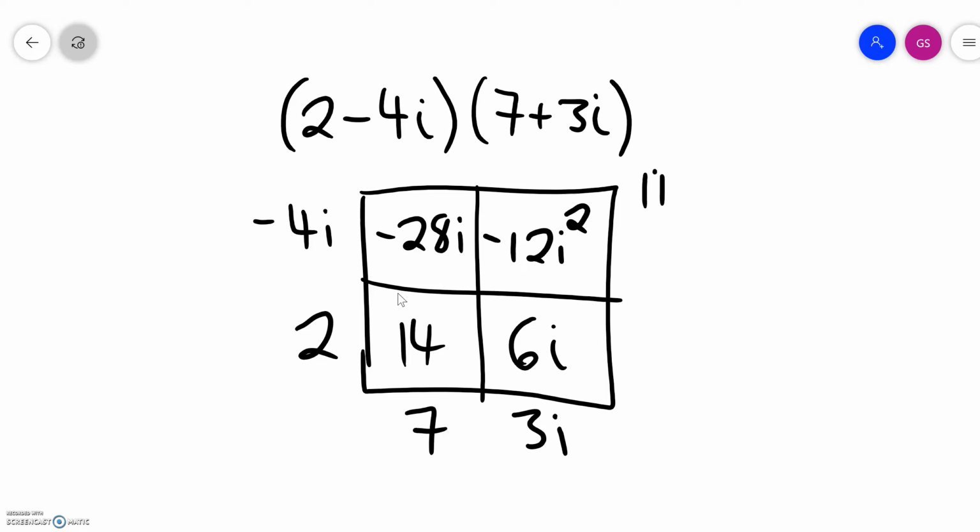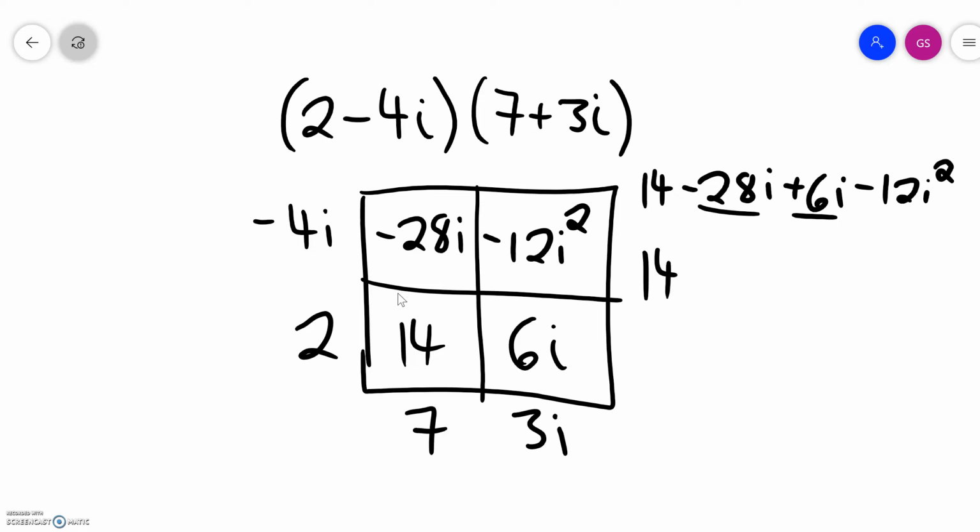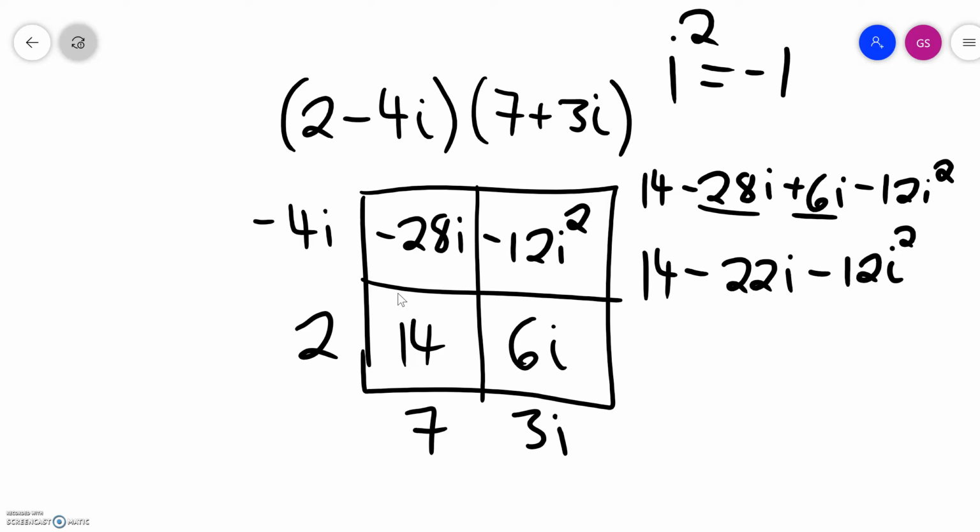So let's see here. I've got 14 minus 28i plus 6i minus 12i squared. Well, right off the bat, I got two like terms. I'm going to combine those. That's 14 minus 22i minus 12i squared. Now, one thing that's important to remember is that i squared equals -1.